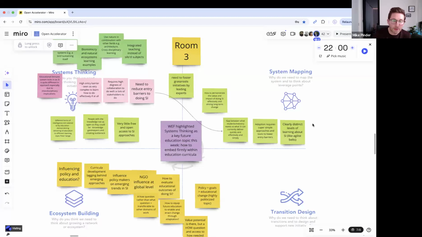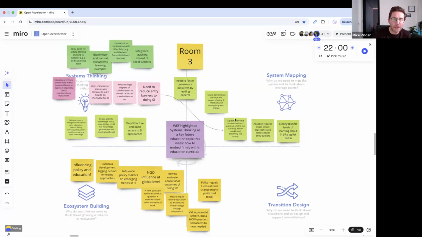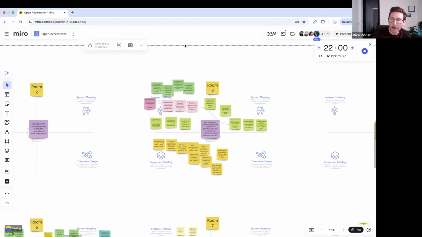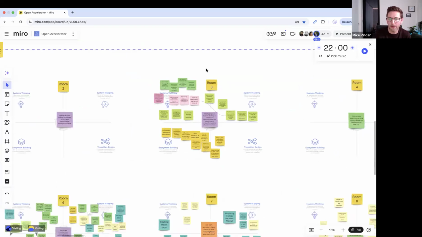There's how to influence policy in education, particularly when you get different governments coming in with different levels of inclusivity and protectionism. So how do you influence the policy level to get things done and in place? So we had quite a broad discussion, but it was really, I think, around how to embody better approaches in education, how to reduce barriers to entry, how to get access to doing it more freely as well.